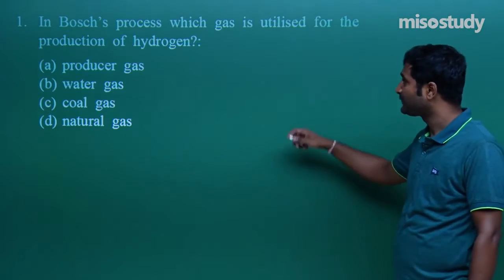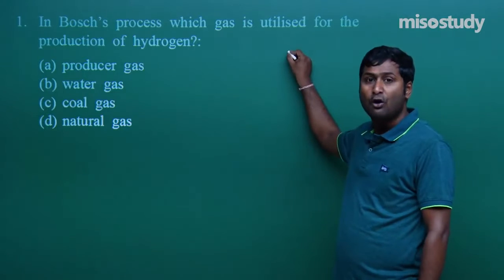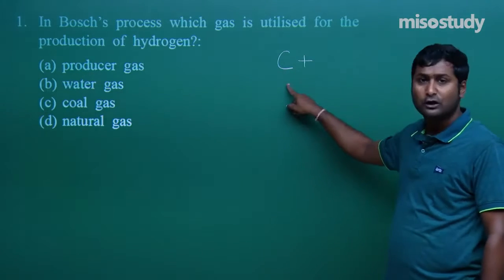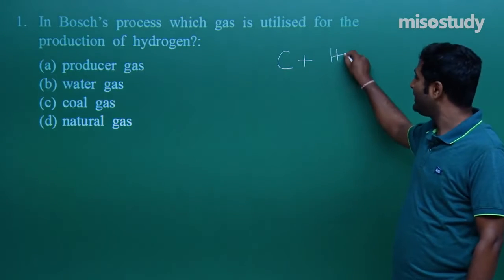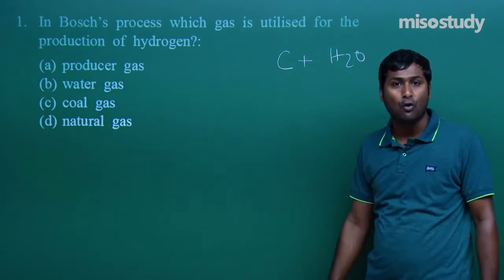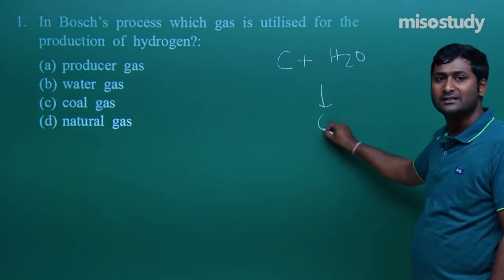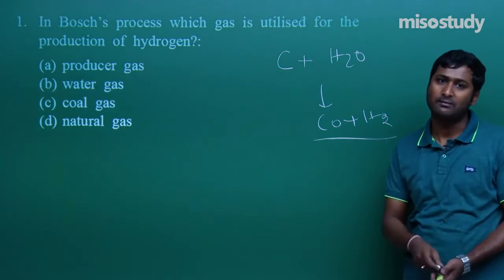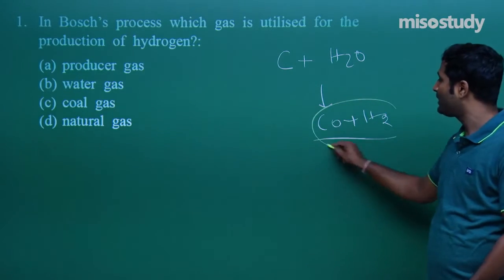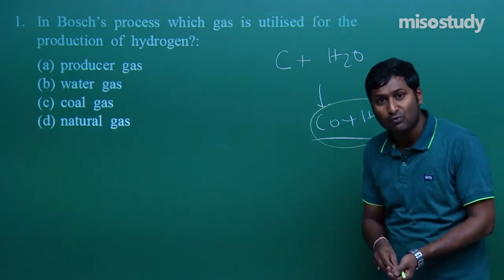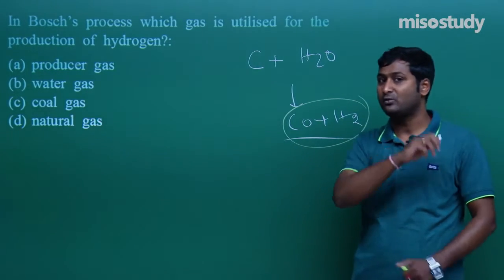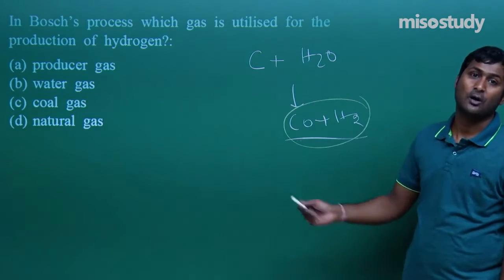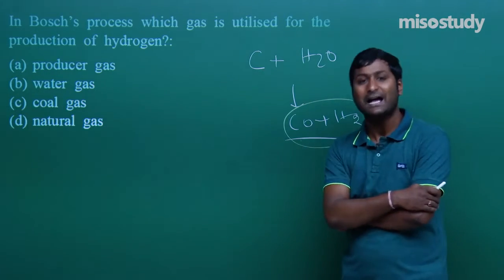The question here, as I discussed with you: when steam is passed over red hot coke, then what will happen? There is a formation of water gas. Clear what I'm telling? There is a formation of water gas, and when this water gas is treated again with steam, what will happen? There is a formation of CO2 and H2.